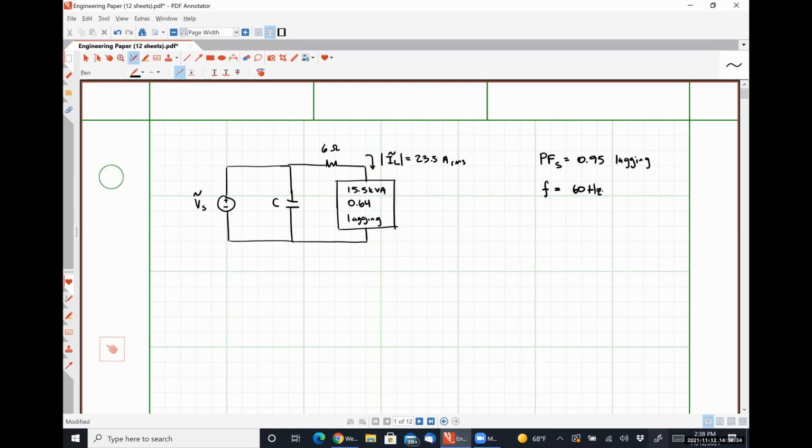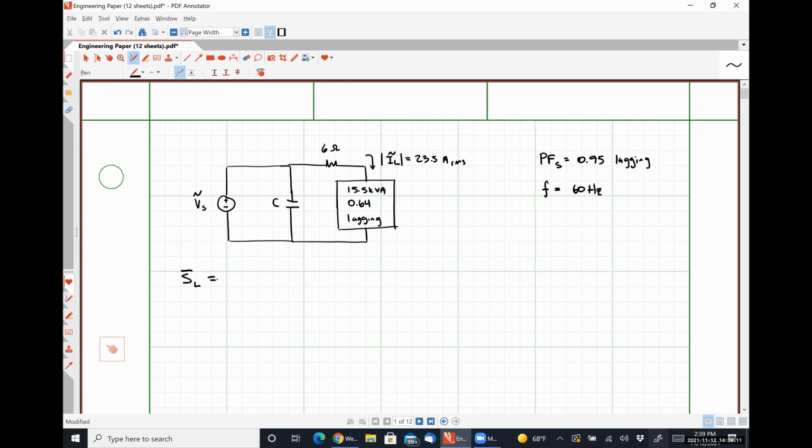All right, so let's figure out what the complex power absorbed by load L is, where L is what's being described by the 15.5 kVA being absorbed at a power factor of 0.64 lagging. So based on those two pieces of information, I can figure out what S is. What does the 15.5 kVA represent? The magnitude of the complex power, or the apparent power.